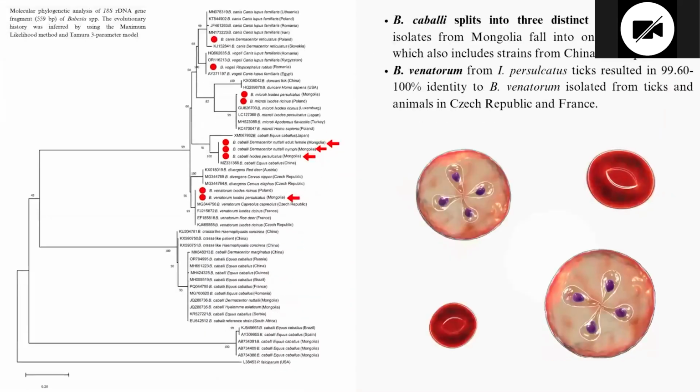And here we have the phylogenetic analysis for Babesia. What's interesting is that Babesia caballi splits on this tree into three distinct clades. Babesia caballi isolated from Ixodes persulcatus and Dermacentor nuttalli clustered together with strains from China and Japan. And Babesia venatorum clustered with Babesia venatorum isolated from ticks and animals in the Czech Republic and France.